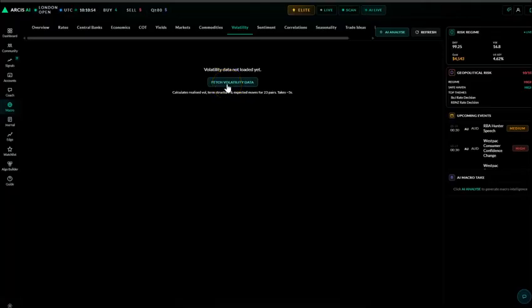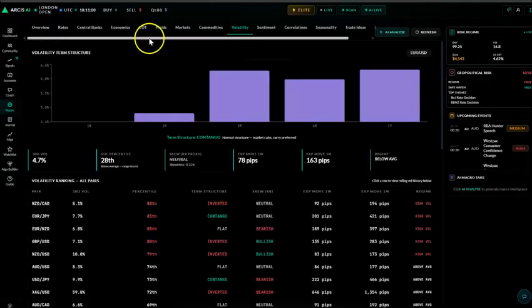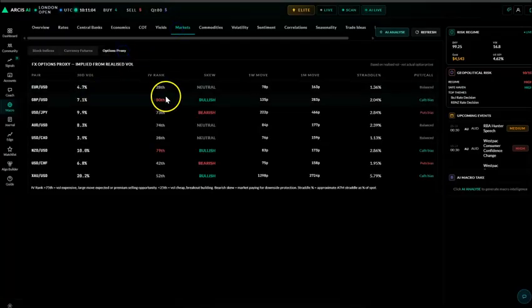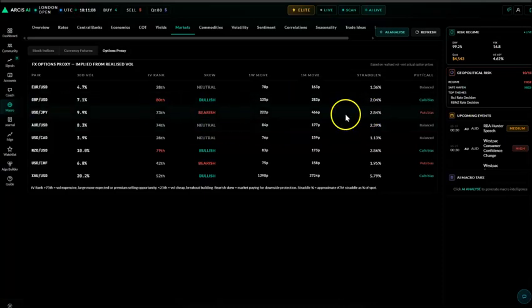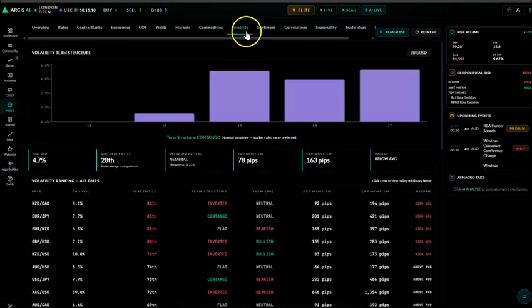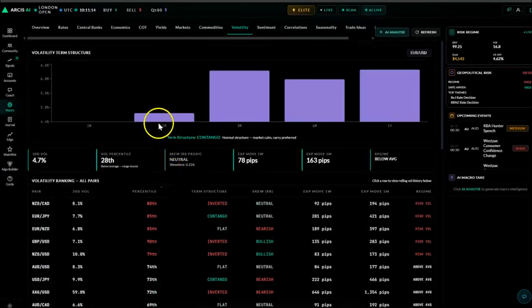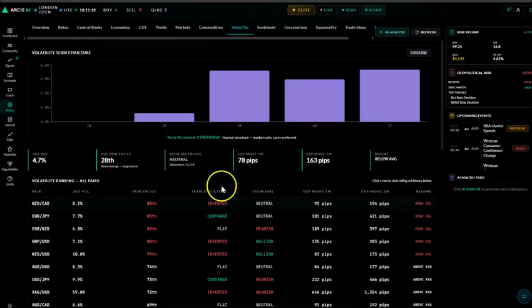So this is just reading volatility across all the markets. It just takes a few seconds to load. Back to markets, and we go to the options proxy, and it's telling you which ones are good for puts and which ones are good for calls, just based on the volatility in the market. So if you're an options trader, this data here can really help your decision making.